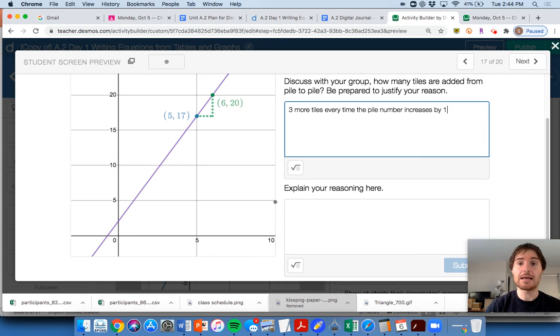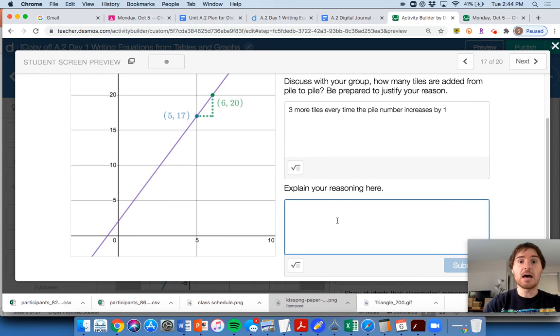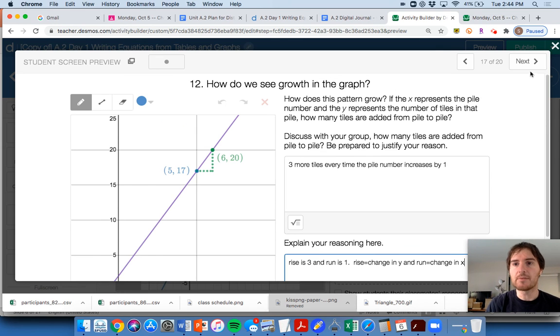When we add 1 to the pile number, we're going to get 3 more tiles there. Explain your reasoning. Reasoning here, the rise is 3 and run is 1, right? Rise equals the change in Y, or the growth of Y, and run equals the change in X. So our Y's got bigger by 3, and our X's got bigger by 1. And there we go. That's how we're describing the growth.